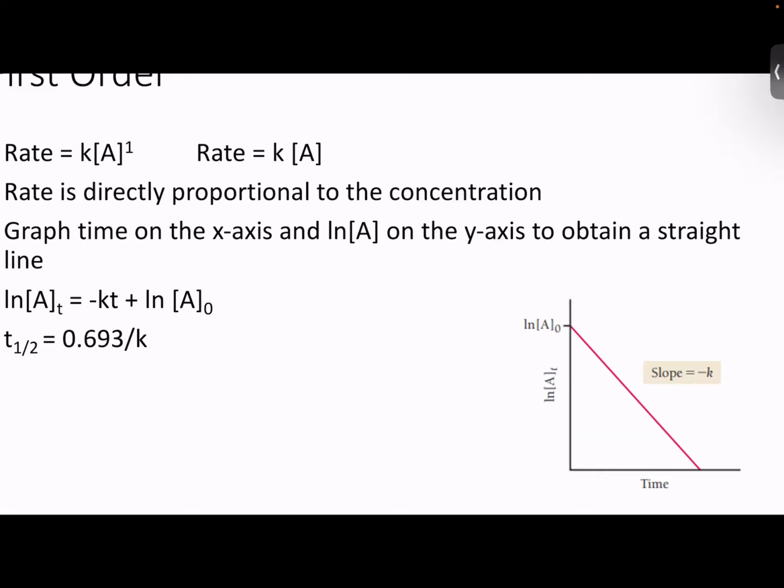Now, from a graphing perspective, when you are developing your 3 graphs, it's always developing 3 graphs. If when you are developing your 3 graphs, the natural log of concentration versus time gives you the best R squared, that means it is first order.